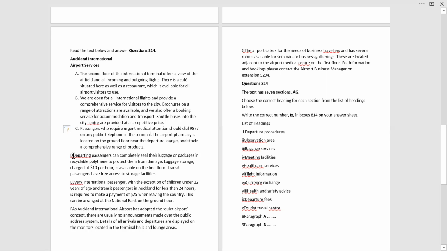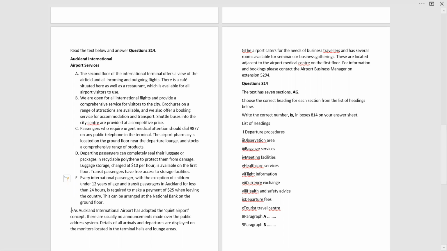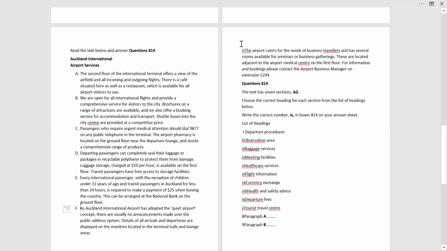And options are given in Roman numbers. So for whatever paragraph you're finding a suitable heading, you're writing the option in Roman number. Right, A, B, C, D, E, F, G. Now this is 1, 2 in Roman number, 3, 4, 5, 6, 7, 8, 9, and 10. And the questions start from 8 to 14. So it's like in order. Paragraph A is 8, B is 9, C is 10, D is 11, E is 12, F is 13, and G is 14, right? So accordingly, you can mark the numbering of the questions, 8 to 14, according to the number of paragraphs.